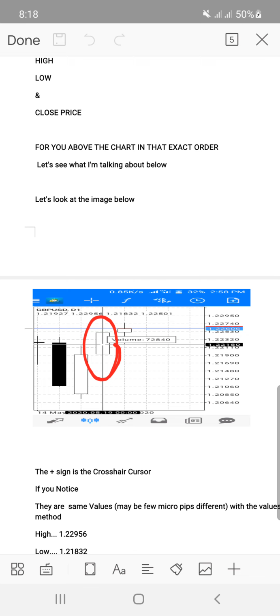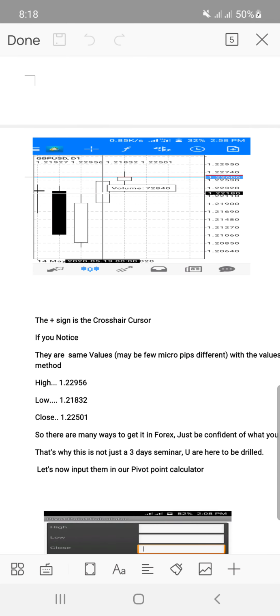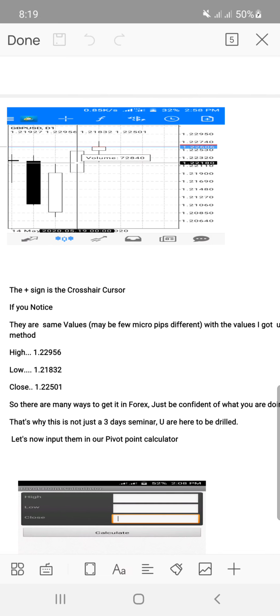Once you do that, you will notice that the values, the open, the low, the high and the close, are all here. Look at them: open, low, high and close. So all the values automatically appear up there, which makes the whole work easier for you. They said the values may differ a little bit by micro pips, but it doesn't really matter.